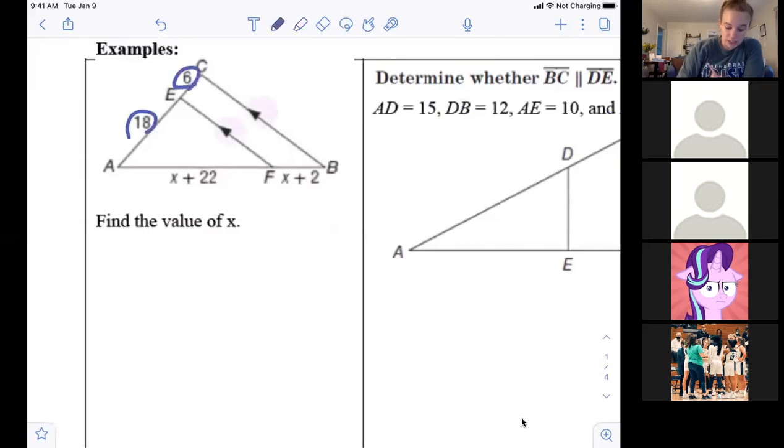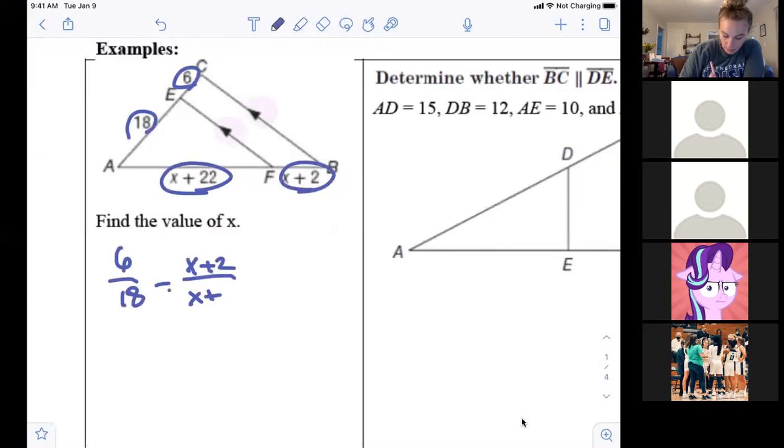I'm going to do 6/18 equals x plus 2 over x plus 22. Six over 18 equals x plus 2 over x plus 22. Anybody have questions on how I set that up?